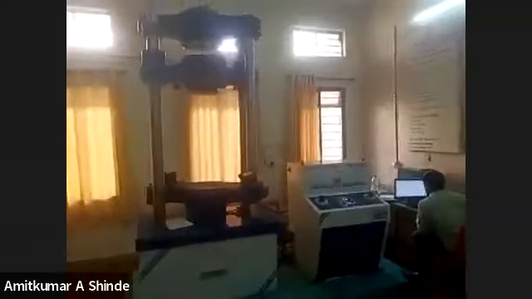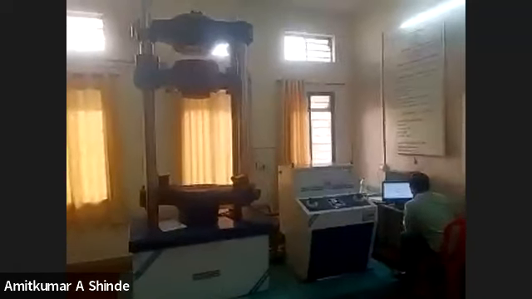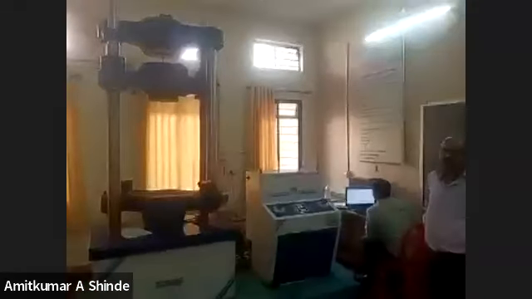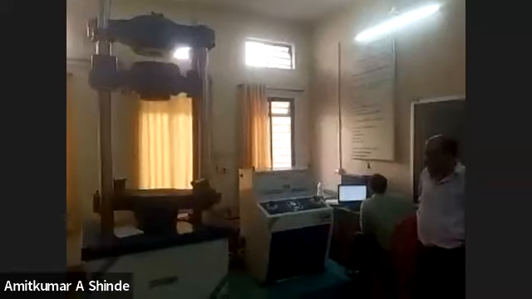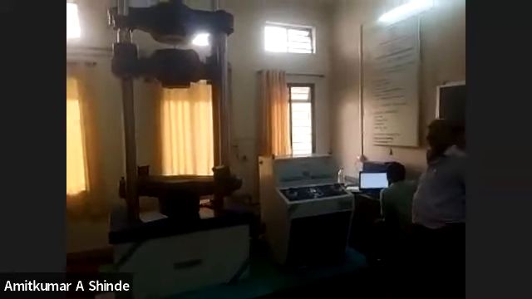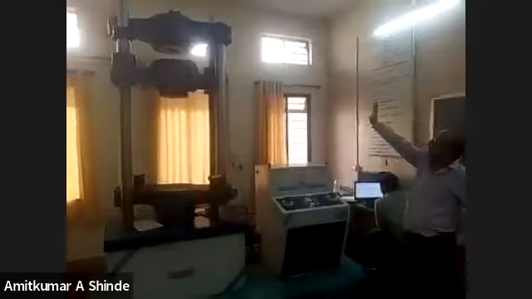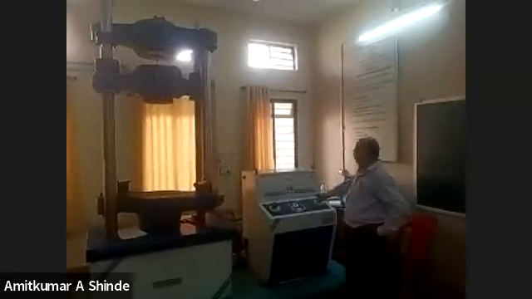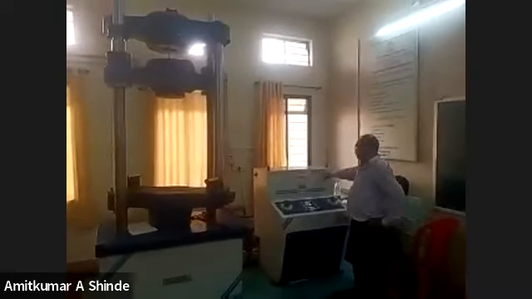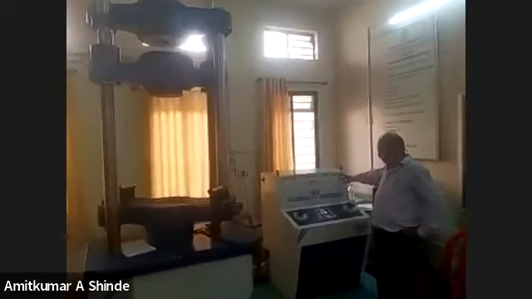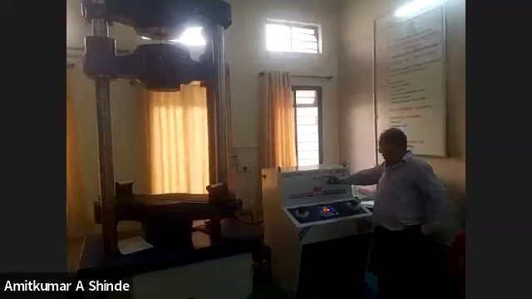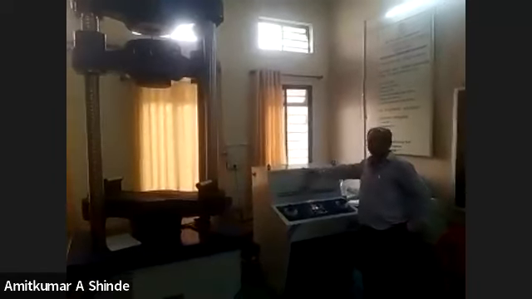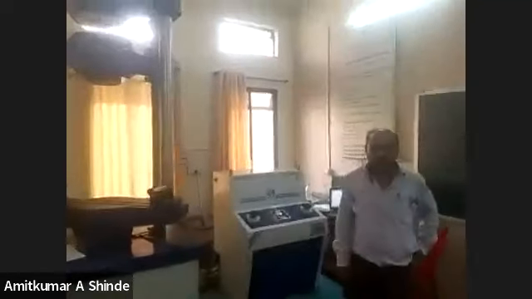The capacity of this machine is 100 tons. Questions may come in your external oral. In the UTM machine, you will see what the capacity of this machine is. What is the name of this machine? Computerized universal testing machine. Here it is written 1000 kN; if you convert, it is 100 tons. The name of the company is Tensile.